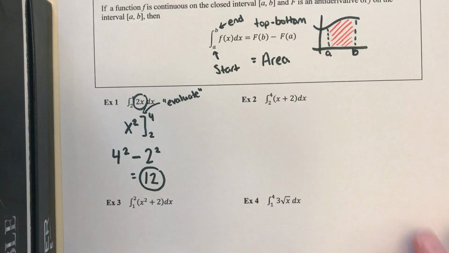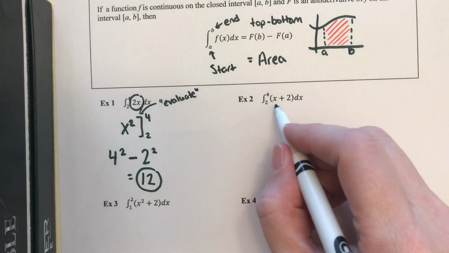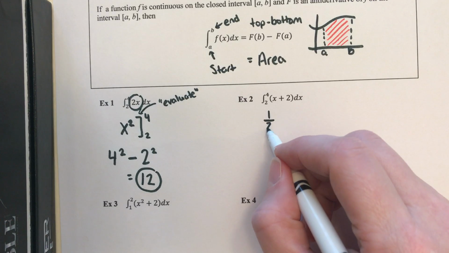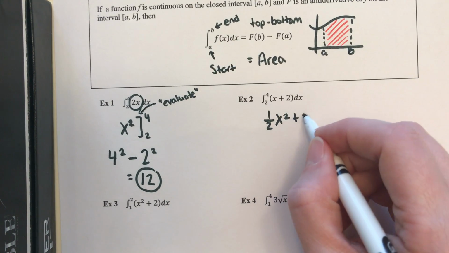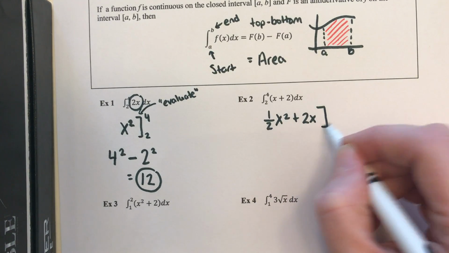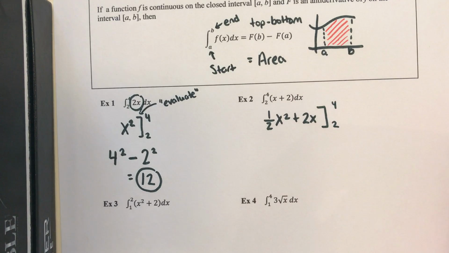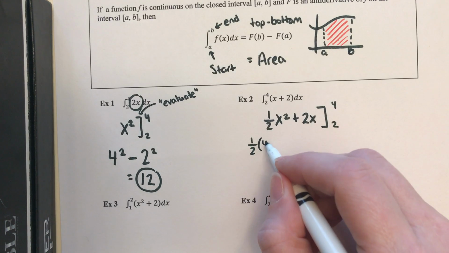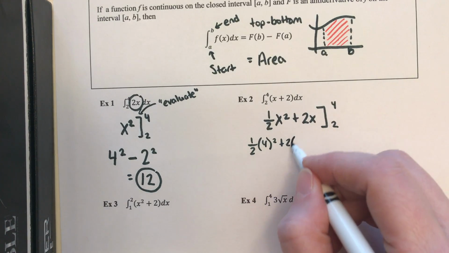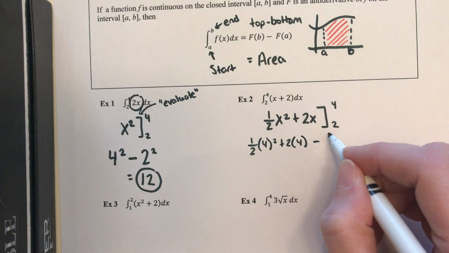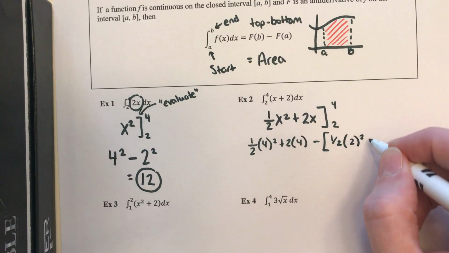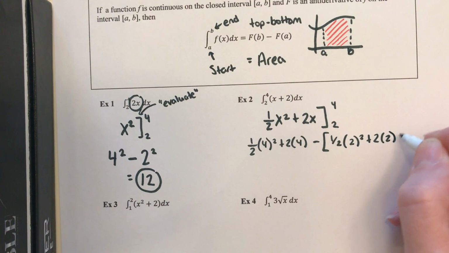Okay, number 2. We're going to do the same thing. We're going to take the integral of x plus 2 first. So I'm going to add and divide. That's 1/2 x squared plus 2x, and I'm going to evaluate that from 2 to 4. Okay, next step, we're going to plug in the top number. So 1/2 4 squared plus 2 times 4 minus, then we're going to plug in the bottom number, 1/2 2 squared plus 2 times 2.